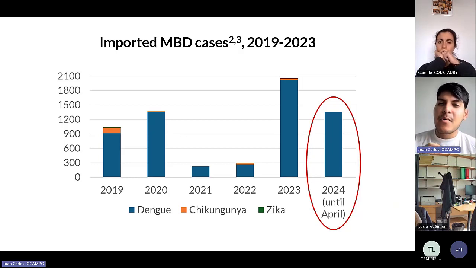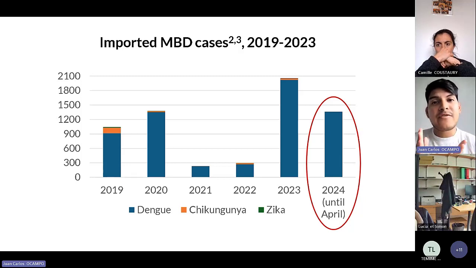And the important aspect of MBD imported cases is that, since MBDs are not endemic in French territory, transmission, in very simplified terms, occurs when travelers introduce the virus locally in metropolitan France. Since the mosquito population is high enough and concentrates in very dense urban areas, these people get bitten by a mosquito. And that mosquito, after an incubation period, can transmit it to another individual who had not been sick with an MBD. And that's how we go from imported cases to locally transmitted cases.